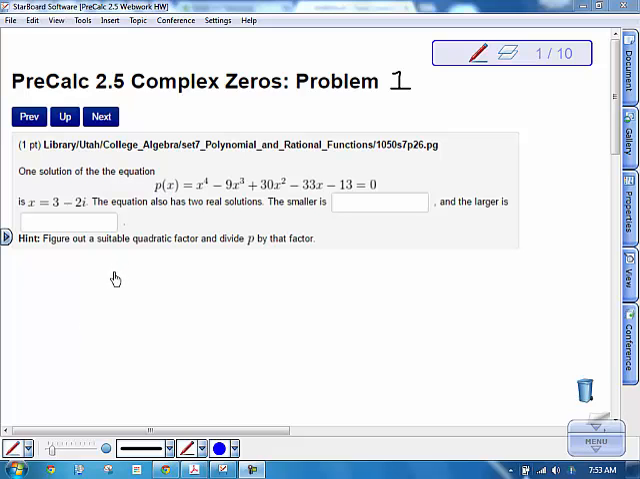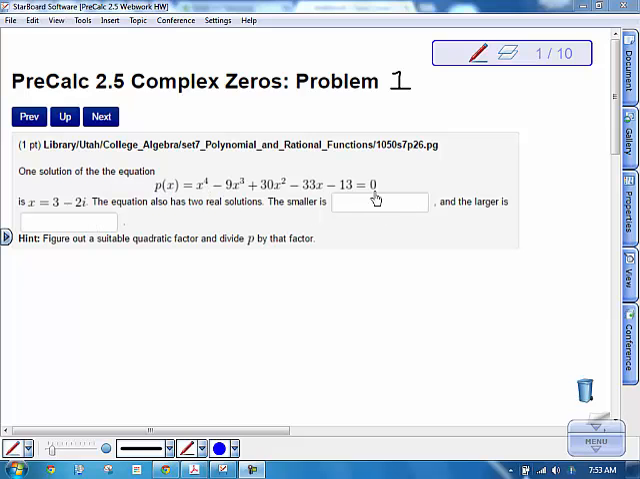Okay, this is 2.5 homework. Problem 1 gives us a fourth degree polynomial, and then they give us a solution, x equals, and it's a complex solution. And it says the equation has two real solutions as well. The smaller one is, and the larger one is.